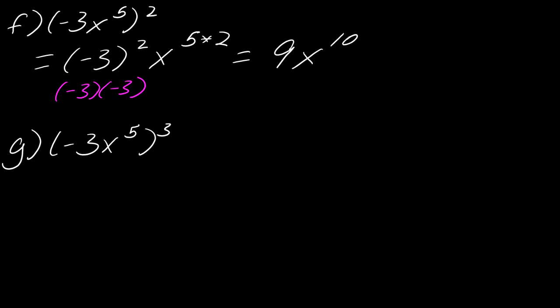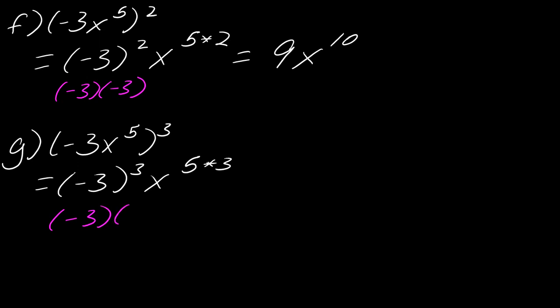Now, let's compare that to this example here. Same idea, where I want to write this out as (-3) cubed and then x to the 5 times 3. So it is important to have this in the parentheses. As a little thought exercise, this is going to end up being negative, because you're multiplying 3 negatives together. That's a really important distinction. And so this ends up becoming -27x to the 15th.